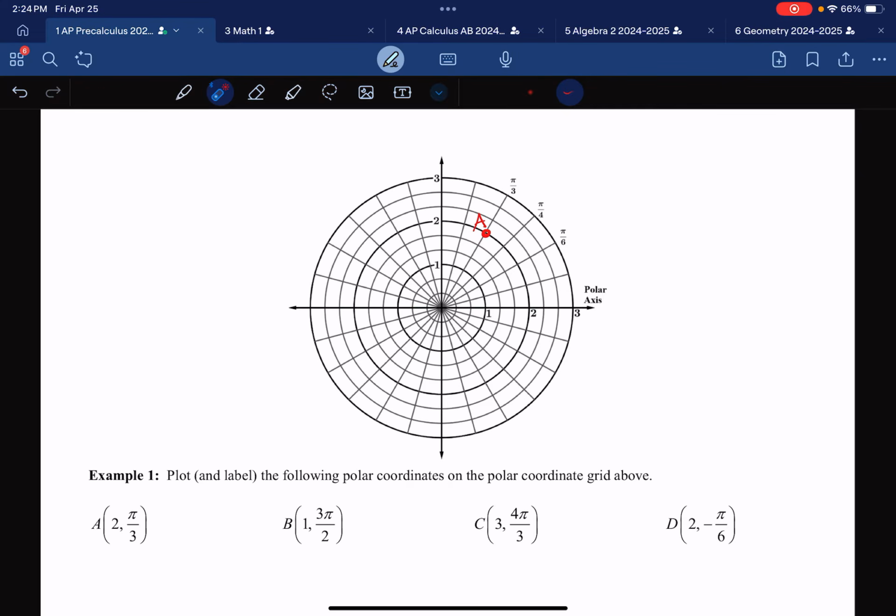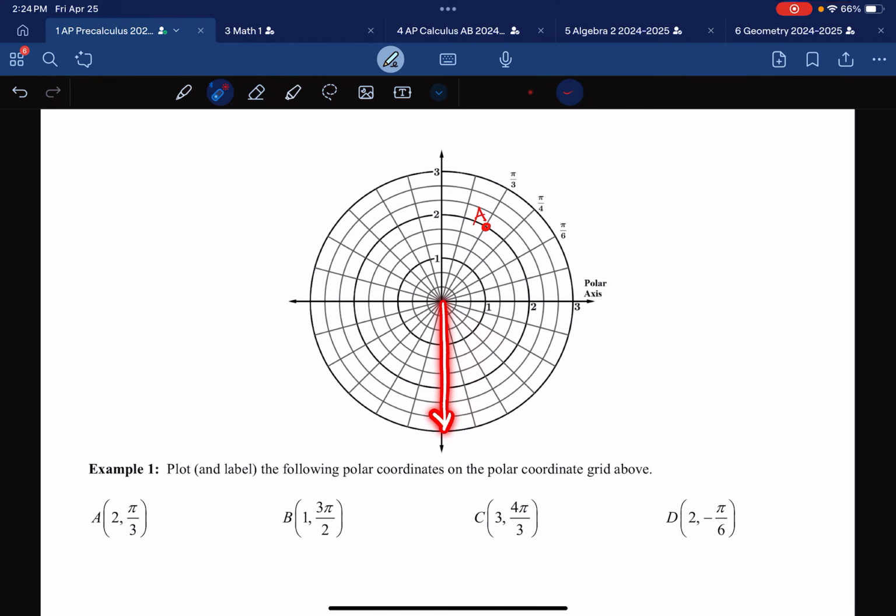Let's try another one. So this next one, I'm going to rotate to 3 pi over 2, and that's not labeled for us anymore, so you have to have that one memorized. Oh yeah, 3 pi over 2 is straight down, and I want to go out a distance of 1. So out a distance of 1 is going to live right here, and I'm going to label that point B.